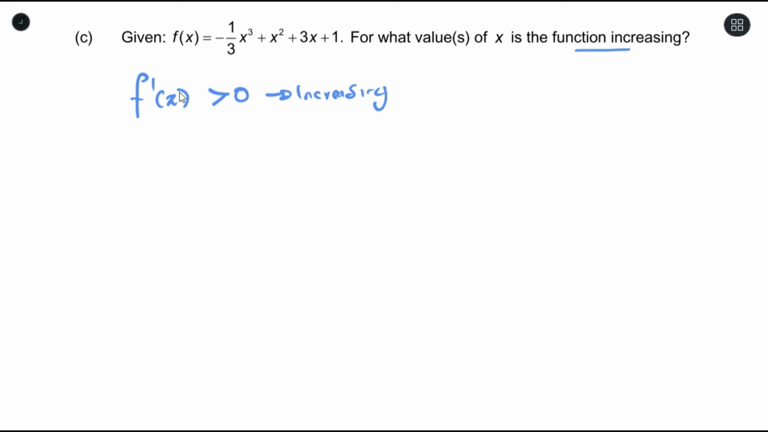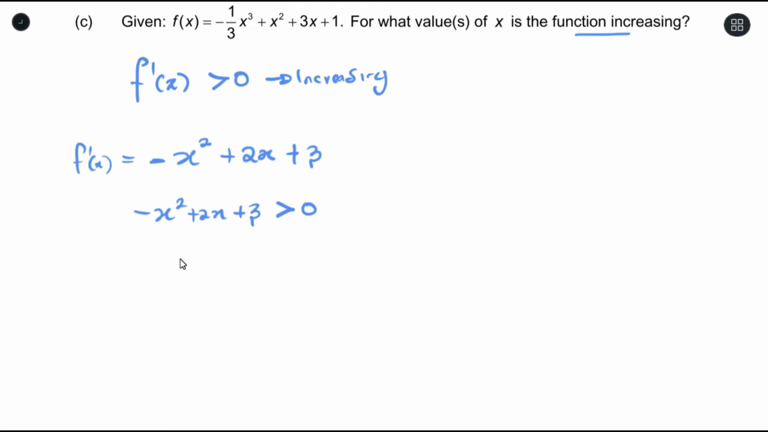So fully focusing on this, we get the derivative of this, right? So the derivative of f(x) would be, now we said that this would be greater than 0. Okay, so this is now an inequality problem. So to solve inequalities, we need to factorize this. So to help me factorize this, I will bring out a negative.